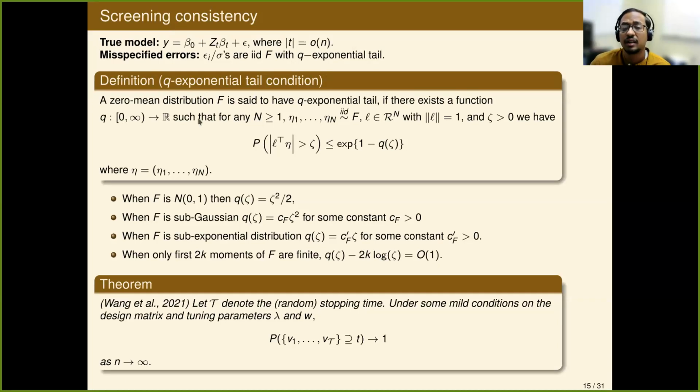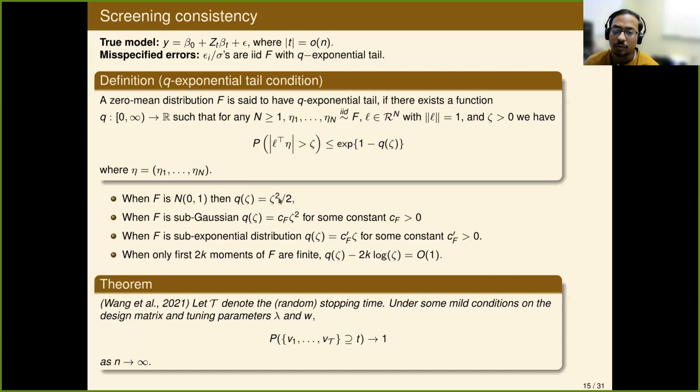So what is this q exponential tail condition? We say that a zero mean distribution f is said to have a q exponential tail if there exists a function q from the non-negative half of the real line to R, such that for any n bigger than or equal to 1, and eta 1 to eta n that are IID f, and L that has unit length, and zeta bigger than 0, the probability that the absolute value of the linear combination of all these random variables coming from this distribution f is bigger than zeta decreases exponentially, it's smaller than e to the power 1 minus q of zeta.